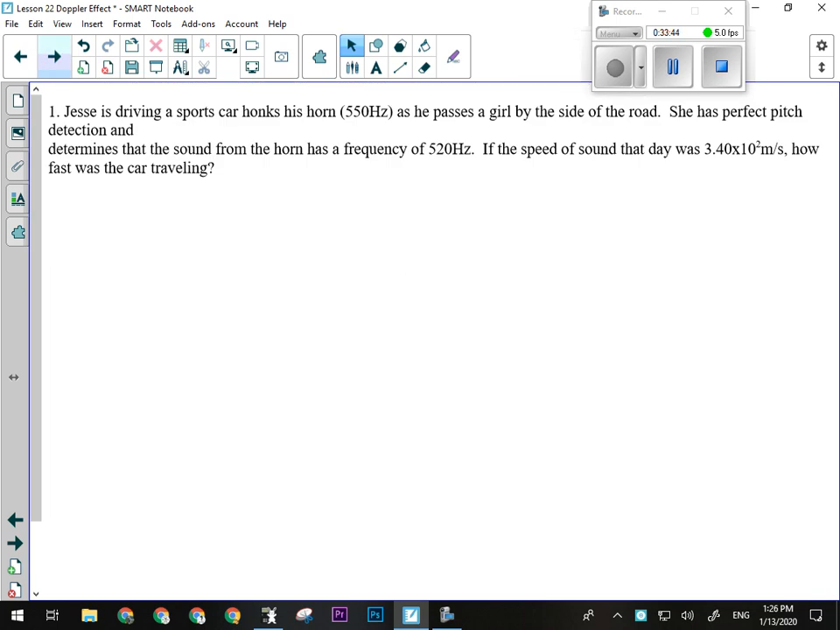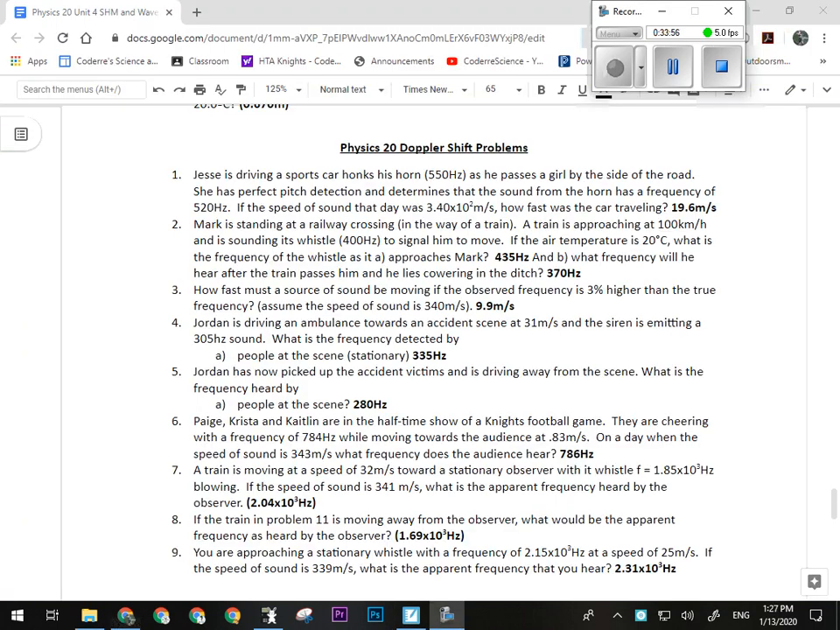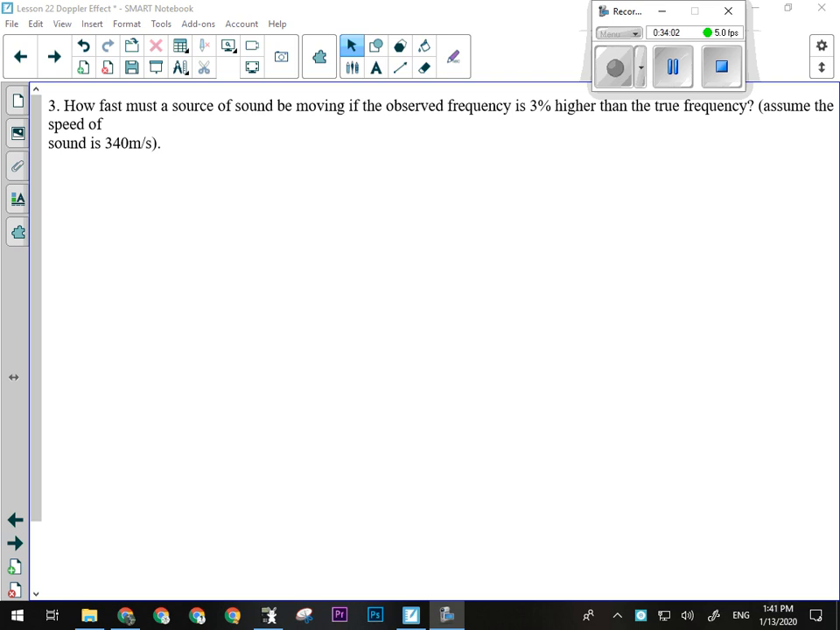All right, so I'm going to put up some Doppler effect questions on the board here. They're from the workbook. That's what I want you working on for the remainder of class. If you're having trouble with any of them, let me know so we can go through them. Questions 1 through 8 are all moving source questions. So let's get working on those.